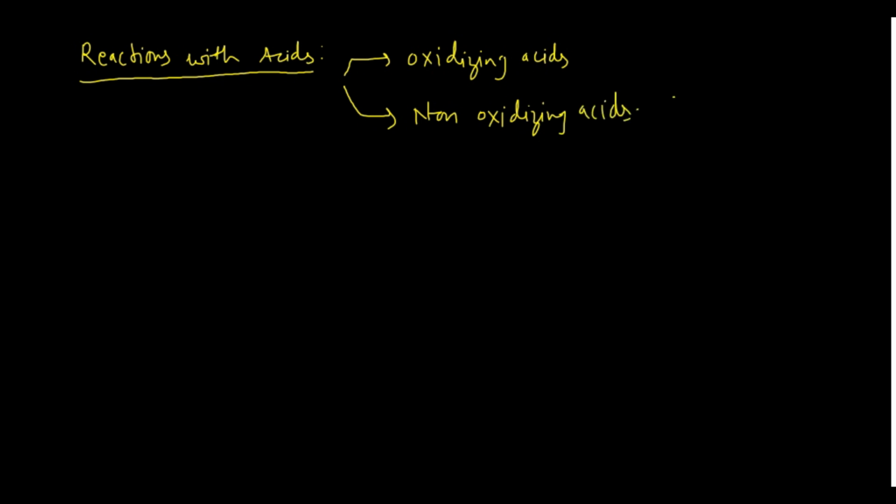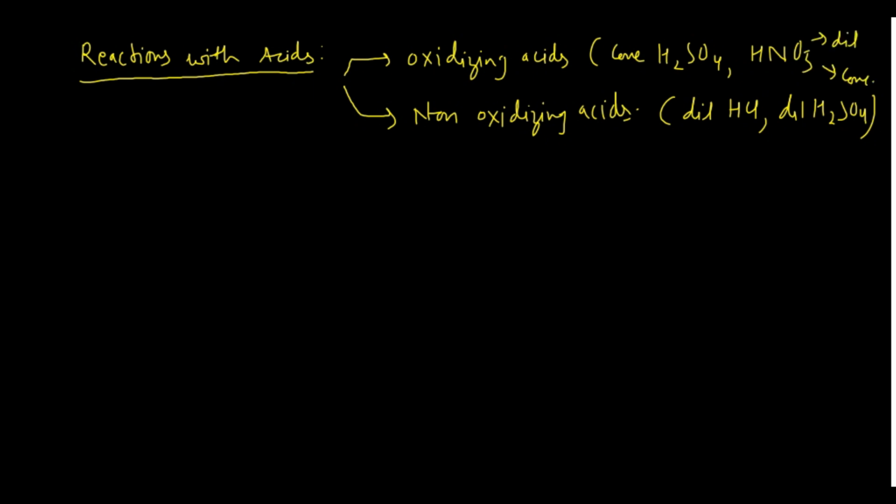And you know the acids are of the two types. First is the oxidizing acids, and second is the non-oxidizing acids, right? These two kinds of acids are there. Your non-oxidizing acids are generally dilute HCl or dilute H2SO4, and your oxidizing acids are the concentrated ones, concentrated HCl, concentrated H2SO4, and your HNO3. HNO3 actually could be anything. It could be dilute or it could be concentrated. In both ways the reaction goes well actually, right?